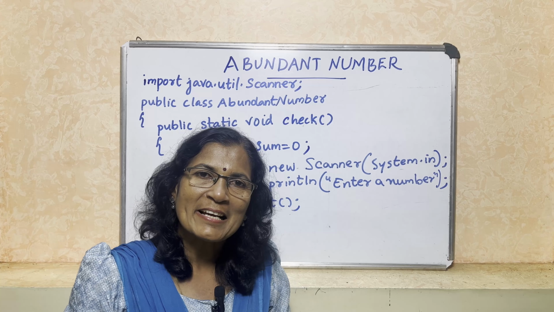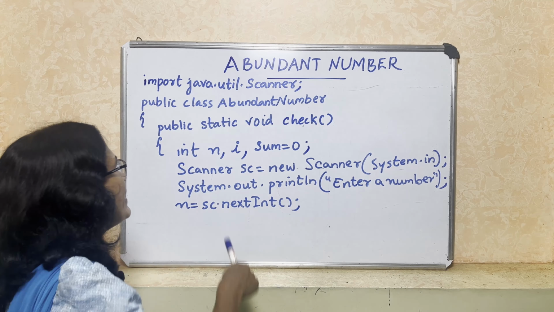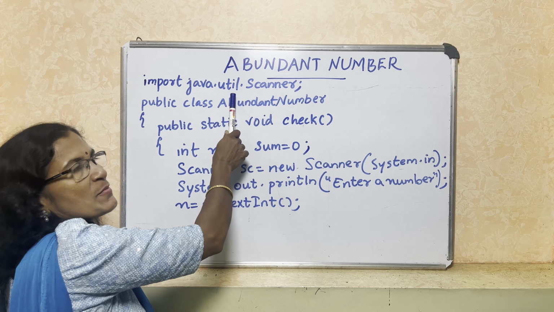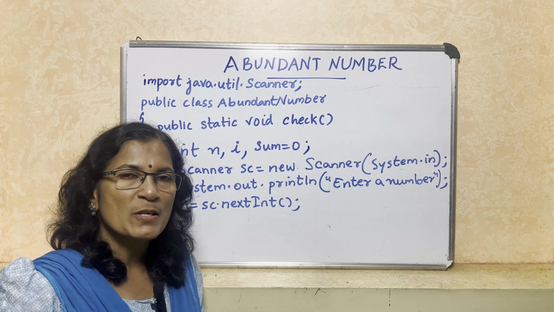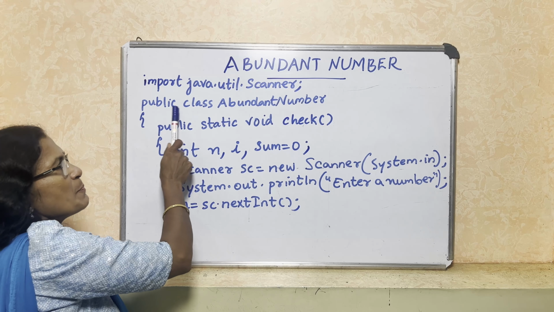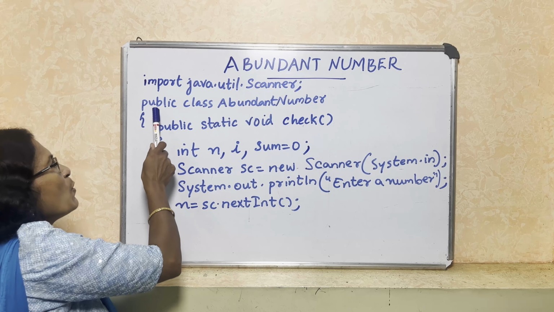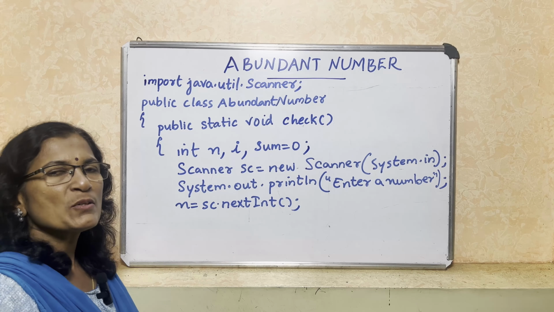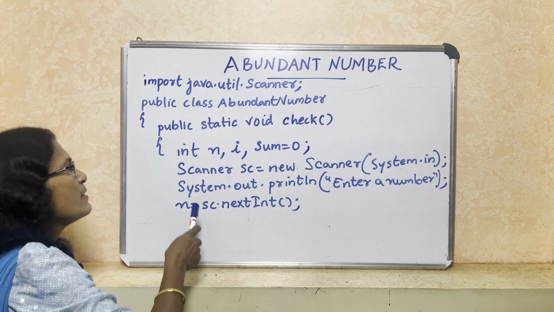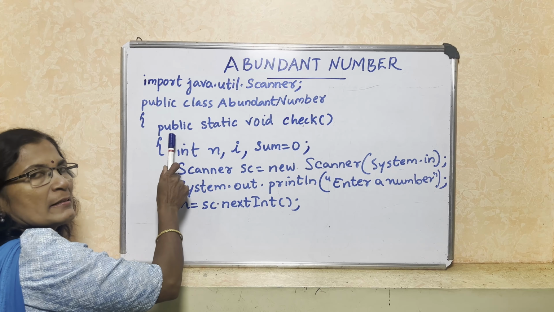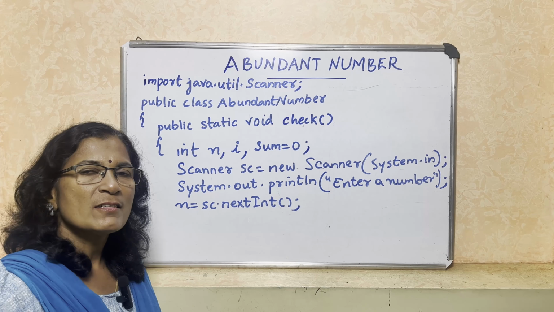Now, let's convert the algorithm to a Java program. First of all, let's import the Scanner class from Java's utility package, as we have to input the number into the program. Next, let's begin the class: public class AbundantNumber. The body of the class is opened. Executable statements in Java are written inside methods, so let's begin a method: public static void check. Any name can be given to the method.